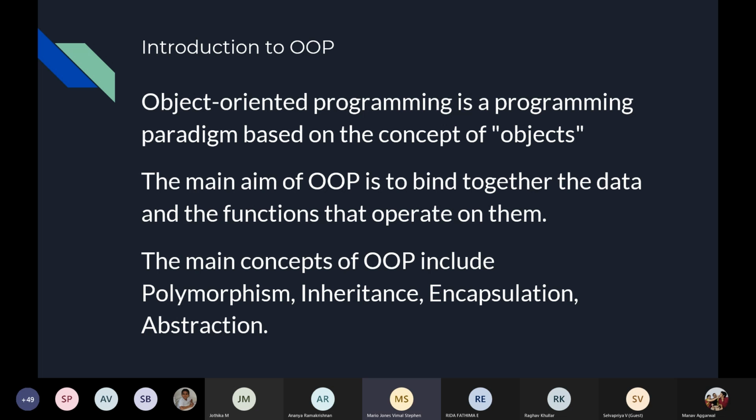So basically, object-oriented programming is a way of having data and the functions that operate on this data together. It might not be very clear right now, but once you learn about the actual implementations of OOP, it will be clear to you. There are four main concepts of OOP, which include polymorphism, inheritance, encapsulation, and abstraction. Let's look at each and every one of them in detail.